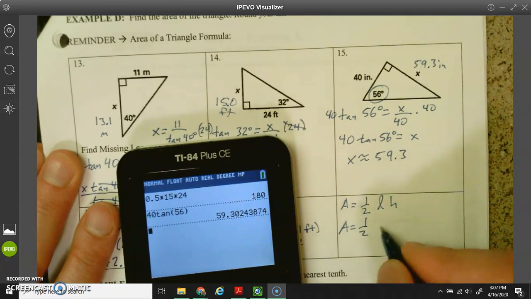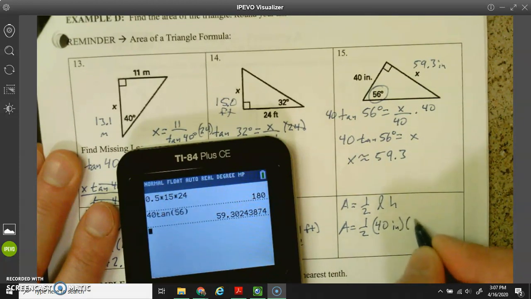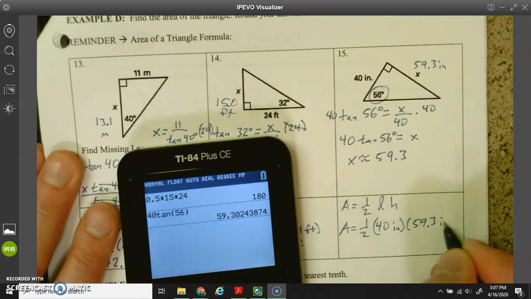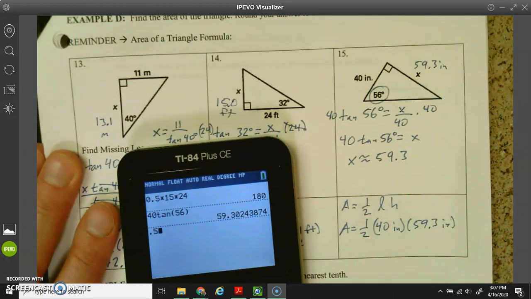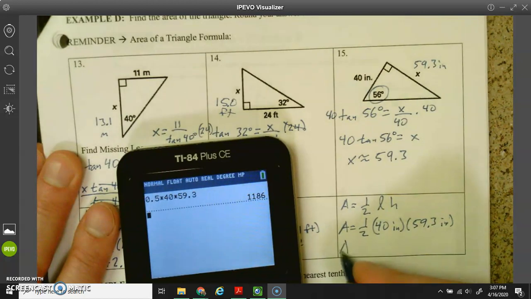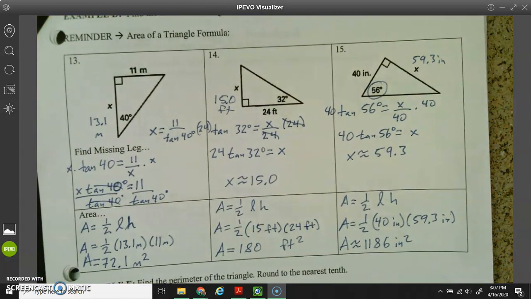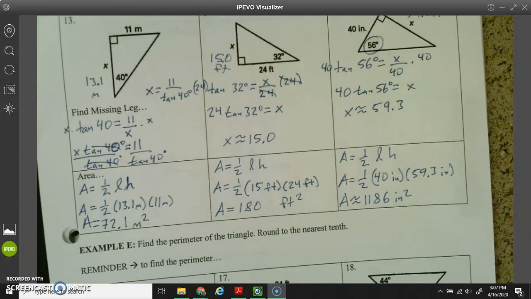So area equals 1/2 times length times height. So I have 1/2 times 40 inches times 59.3 inches. So 0.5 times 40 times 59.3. So that gives me area is approximately equal to 1,186 square inches. So that's the area ones.